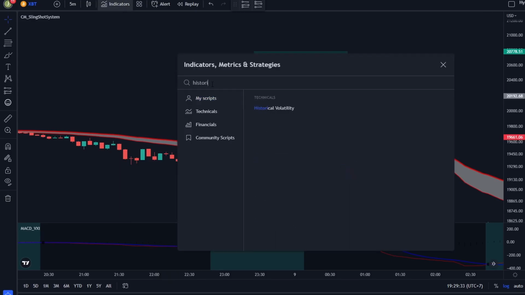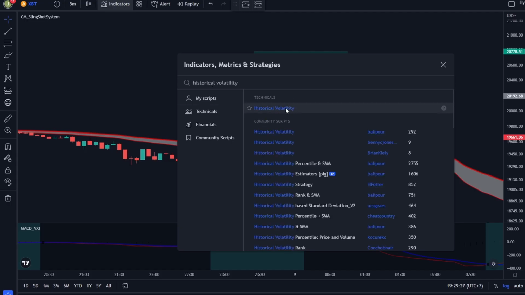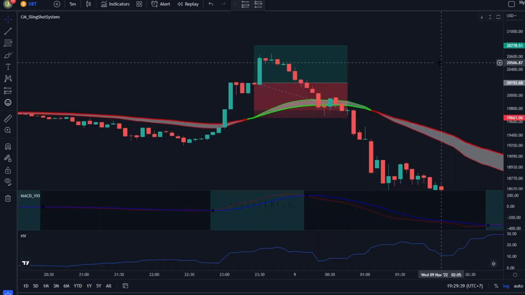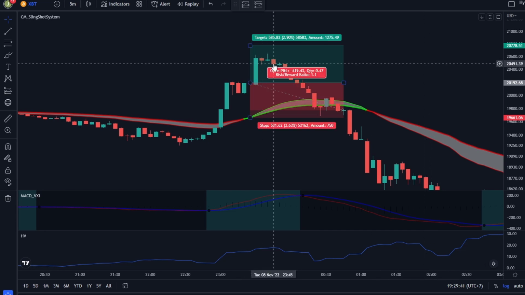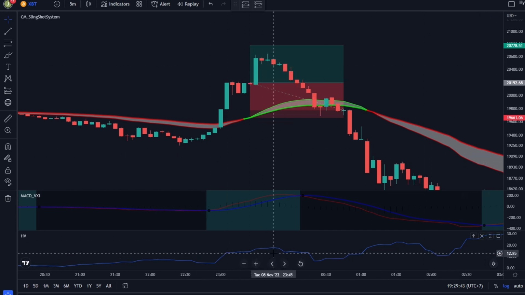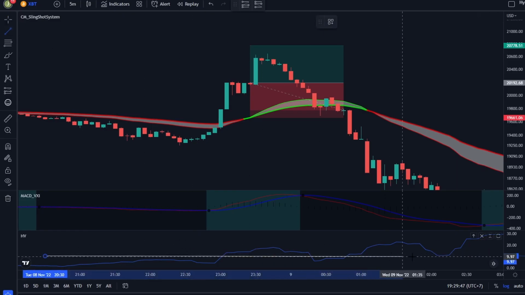We will add a volatility indicator here. When the volatility meter is jumping like this, we should avoid a trade from this entry, which can save us money from a losing trade.